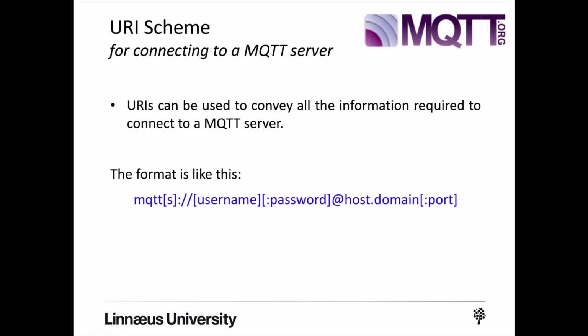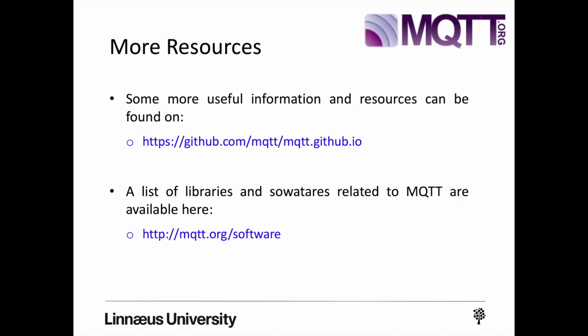For communication with the server, the URI can also include the username and password, which could be optional. Then it also has the host and the domain, which is the mandatory part of this URI scheme. Then we also have the port number. Usually the default port number is 1883 for MQTT, but if you are using MQTTS, then it's 8883.